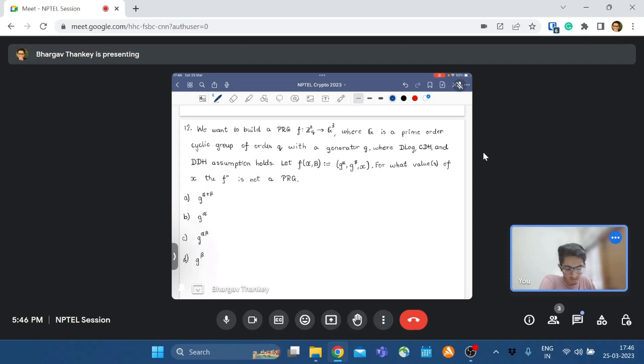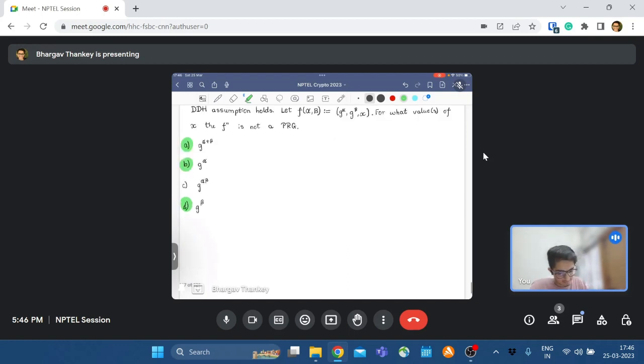Options are: A, g to the alpha plus beta; B, g to the alpha; C, g to the beta; and option D is g to the beta. So for which of these values of x would this not be a PRG? Okay, so for these three values, it won't be a PRG.